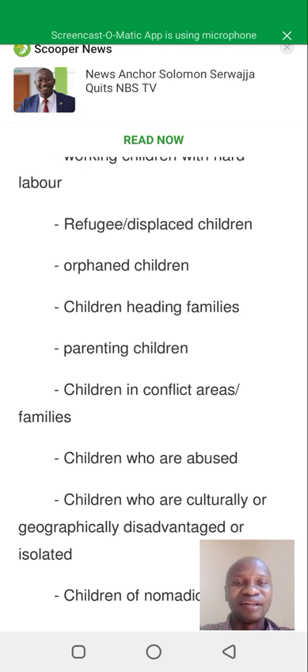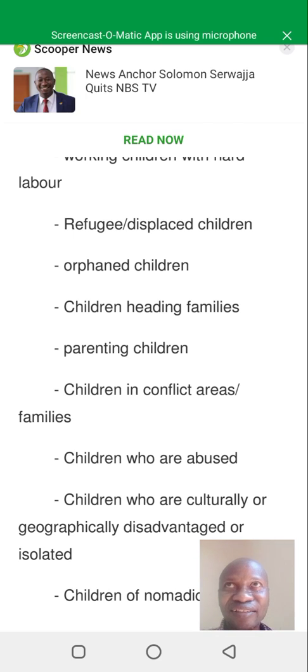And then we have children heading families. What do we understand by children who are heading families? These are children who are parentless. They don't have parents. I think you have seen several children heading families here in Uganda, especially in the 90s when there was a problem with AIDS. A lot of parents were killed, so many families were left without family heads, and some small children took up the role of family heads.